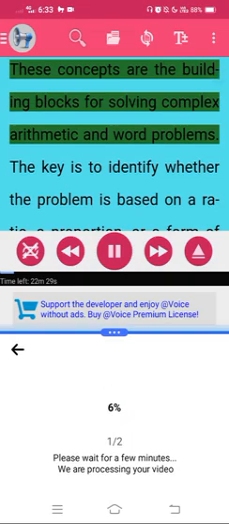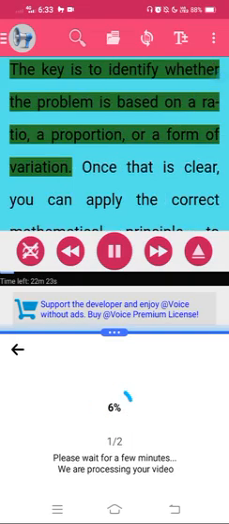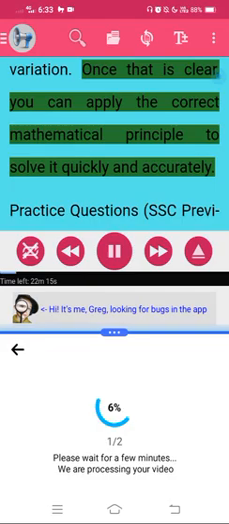These concepts are the building blocks for solving complex arithmetic and word problems. The key is to identify whether the problem is based on a ratio, a proportion, or a form of variation. Once that is clear, you can apply the correct mathematical principle to solve it quickly and accurately.